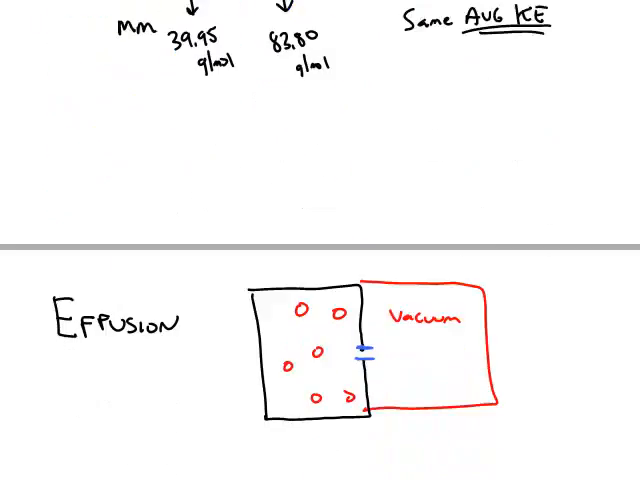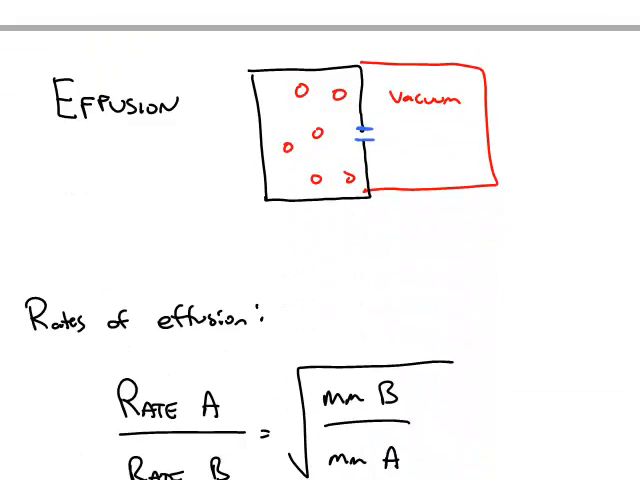And you can see this in an effusion experiment. Effusion is very similar to diffusion. Diffusion is when a gas spreads into another gas. If you open up a bottle of perfume, it diffuses into the air in the room. In this case, effusion is the gas particles moving into a vacuum.